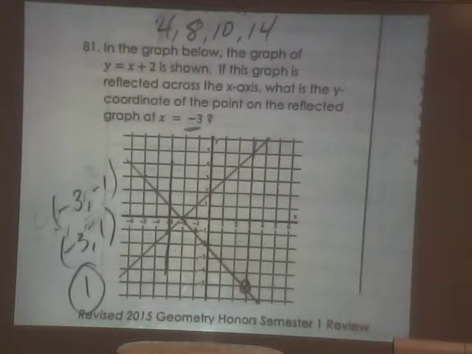And to reflect something across the x-axis, you change the sign of the y. The original point was at negative 3, negative 1, so we reflected it. Now it's at negative 3, 1. I want the y-coordinate. All right, number 82.